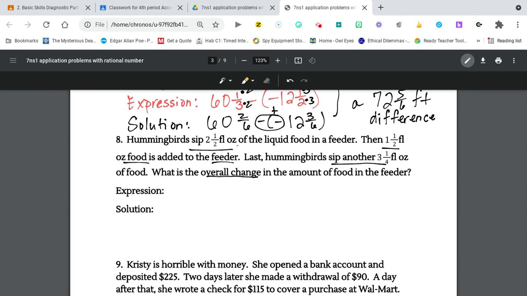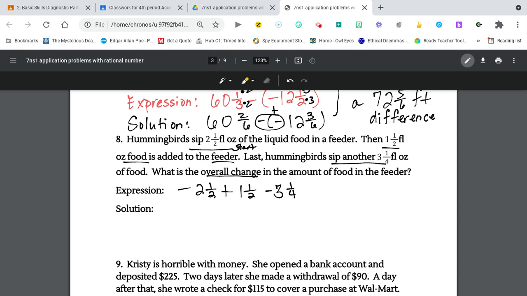So I'm going to go with where it started. Well, they sipped that, or they took it away. And then they added 1.5 fluid ounces. And then they sipped another 3.25 fluid ounces. What's the overall change? Okay, let's see. The common denominator would be 4. Multiply that by 2, that by 2, that by 2, and that by 2.